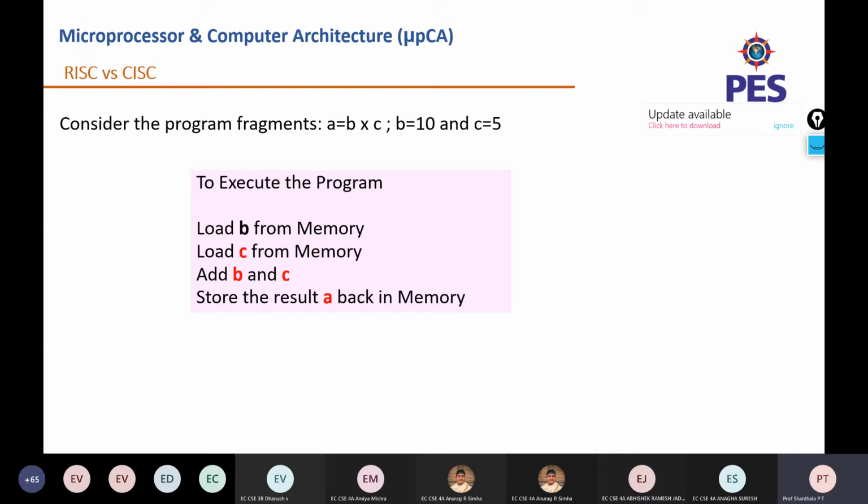For that, in assembly language we use the load instruction, and we load the values to the memory locations. After the result, we use the store instruction to write it back. After loading the values, we multiply B and C, generally written as mul B and C, and store the result A back to the memory location.